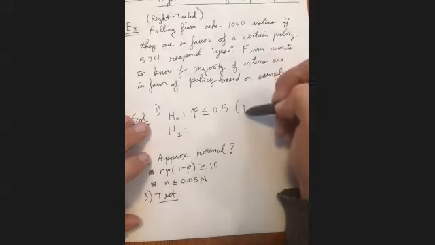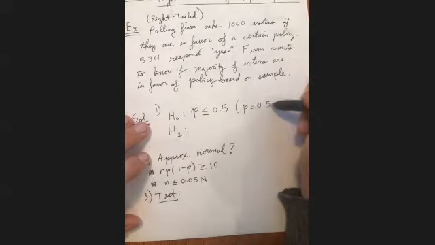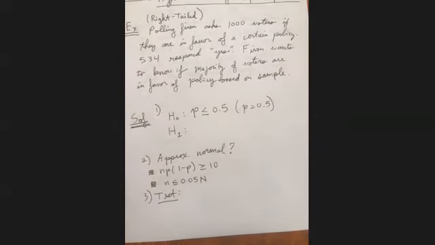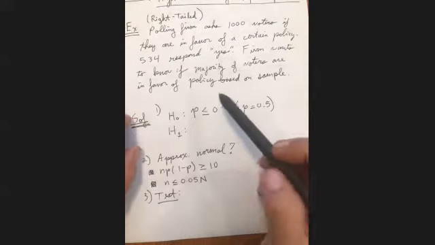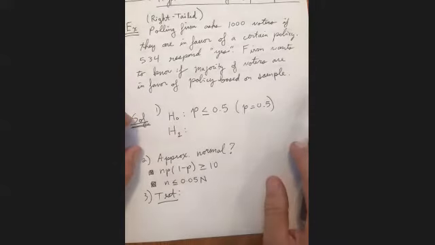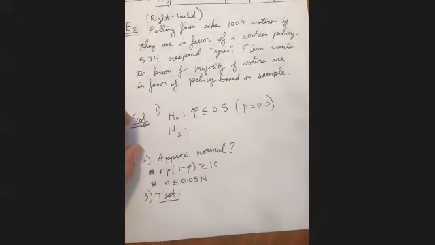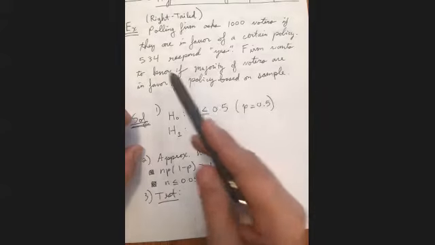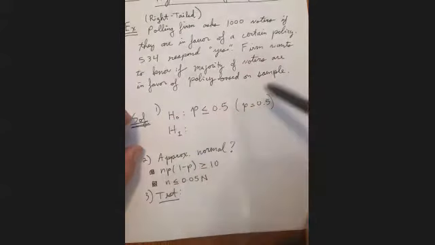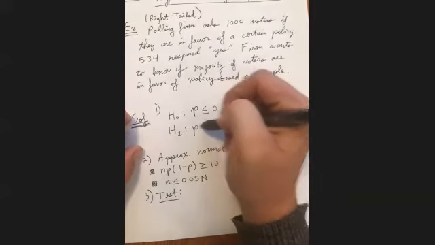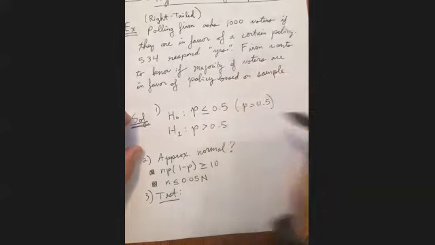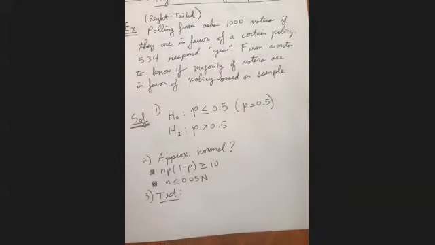Sometimes, and in your book in particular, instead of writing less than or equal to, they just write equal to, because it really, I suppose, doesn't matter. But this is, I think, the more correct way to do it. So the null hypothesis is that half of the people are in favor and half are not, or maybe less than half. The alternative hypothesis is that more than half, a majority, are in favor of the policy.